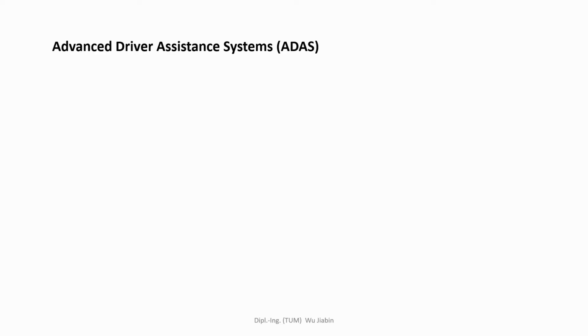So ADAS, what's ADAS? ADAS is short for Advanced Driver Assistance System. It helps the driver to drive safer and easier, especially for the green hands. But what kind of system can be considered as ADAS? Actually, ADAS is a general concept. Any system that helps us drive better can be considered as ADAS.